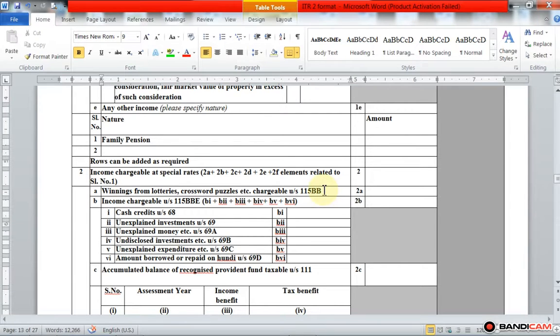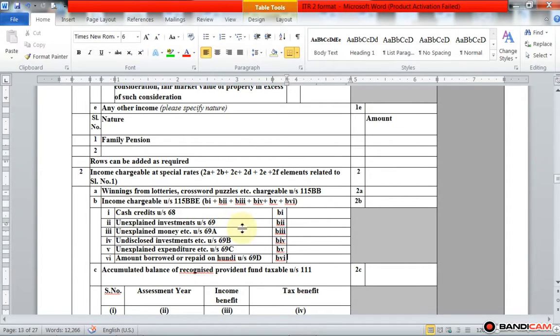So we already studied winning of lotteries and crossword puzzles in our carry forward and set off of losses topic. So the assessee will earn income from lottery or crossword puzzle. Then it is chargeable to tax under section 115BB. Then income chargeable under section 115BBE is equal to B1 plus B2 plus B3 plus B4 plus B5 plus B6. So here the list is given.